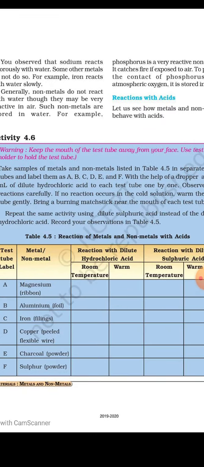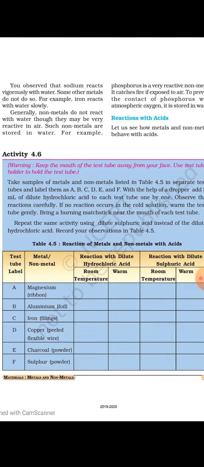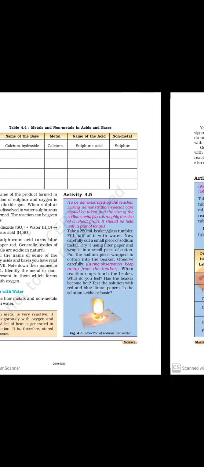One activity is given. What you have to do is take some metals and non-metals, already used in table 4.5, and label them as A, B, C, D, E, F. Then add 5 ml of dilute hydrochloric acid using a dropper to each test tube. Observe the reactions carefully. What changes come? If no reaction comes, just warm the tube, then bring a burning matchstick near the mouth of each test tube.